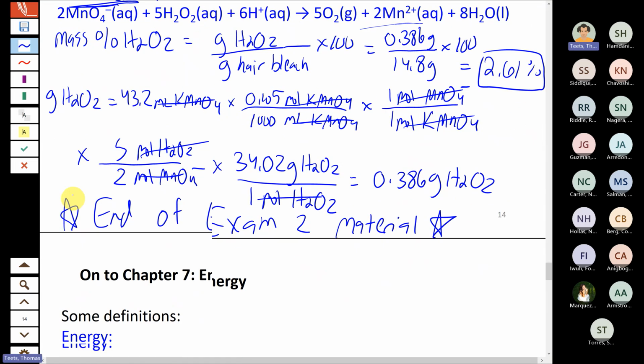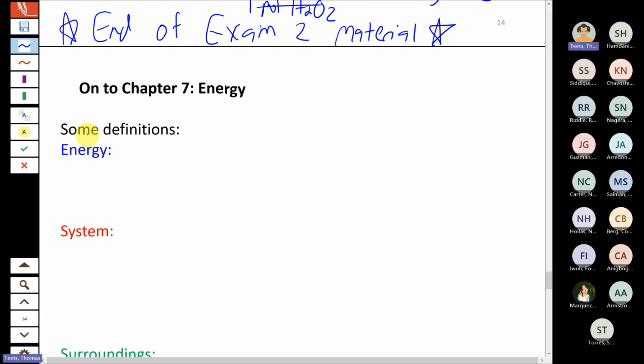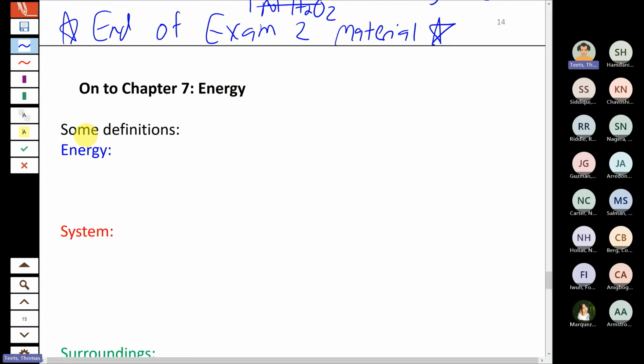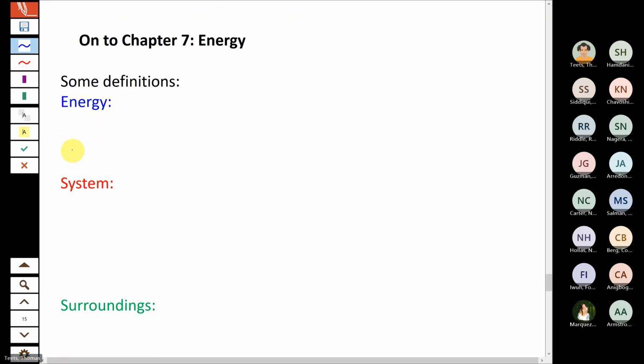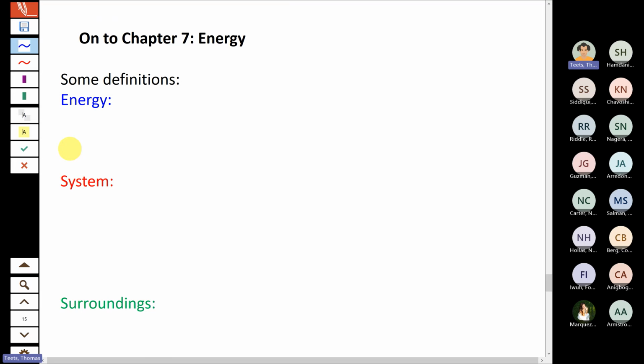Chapter 7 deals with energy that can be involved in physical or chemical processes. The beginning of this chapter is going to feel a lot more like a physics course than a chemistry course, but eventually we'll see how this all relates to chemistry. But let's start with some definitions that are related to this. So from the standpoint of chemistry, energy is defined as the capacity to do work.